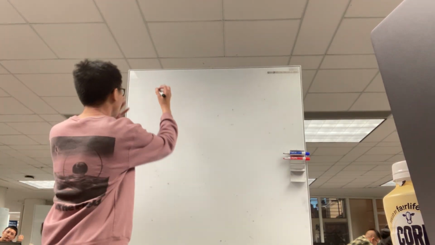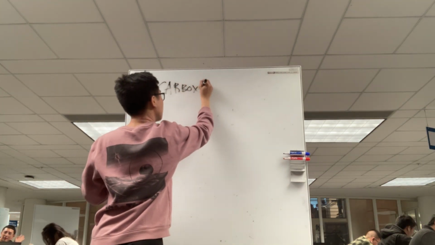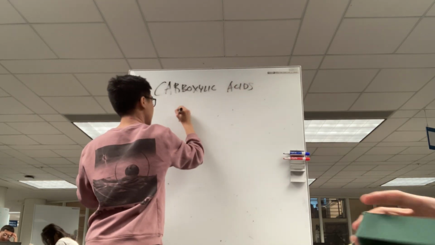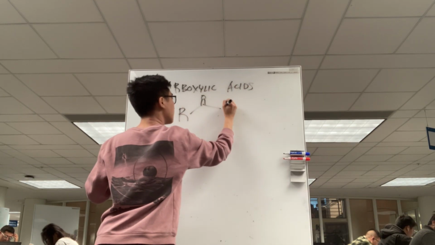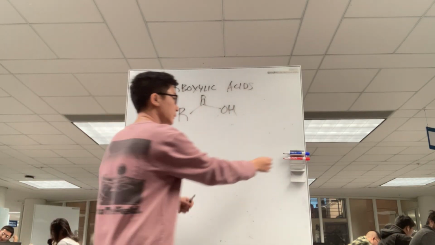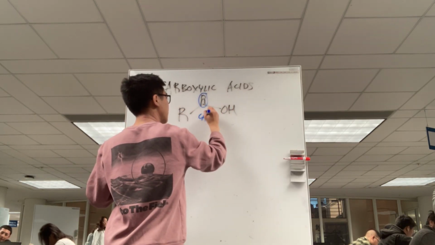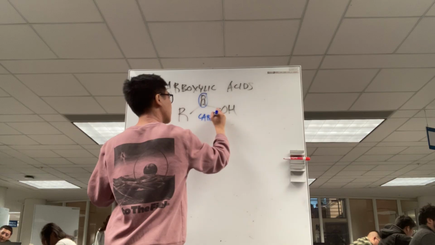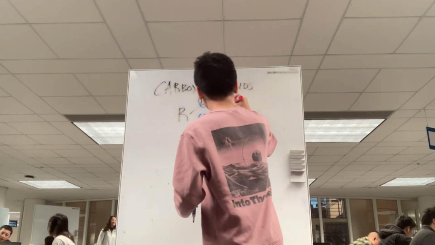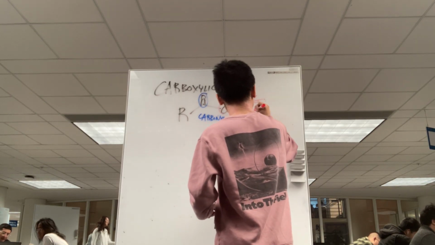So let's talk about carboxylic acid, which is this functional group right here, where R is any random hydrocarbon chain. This carbon double bond oxygen here is what we will call the carbonyl. And then this OH or hydroxy group right here is what we're going to call the LG, which is the leaving group.